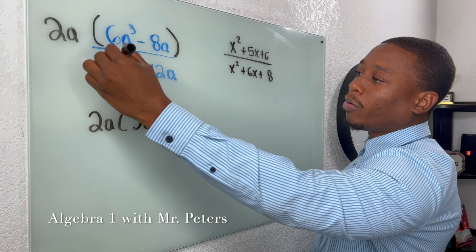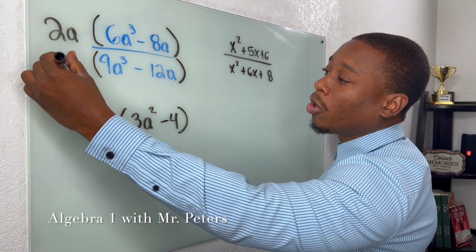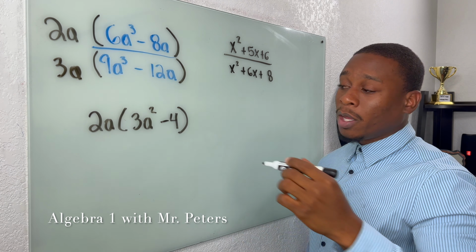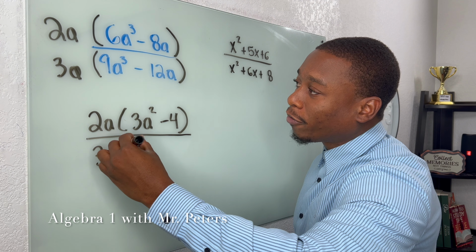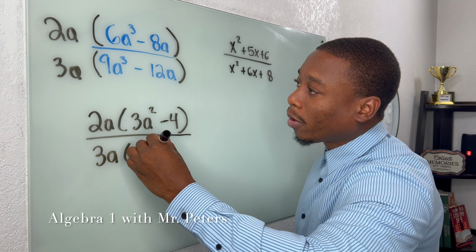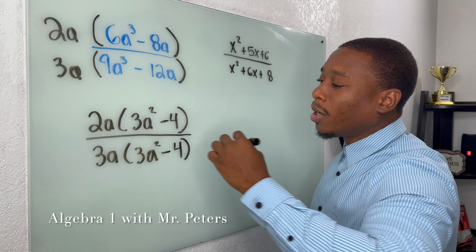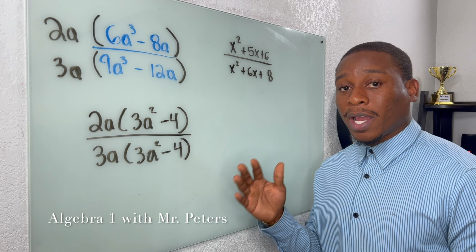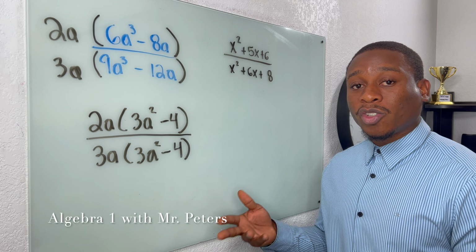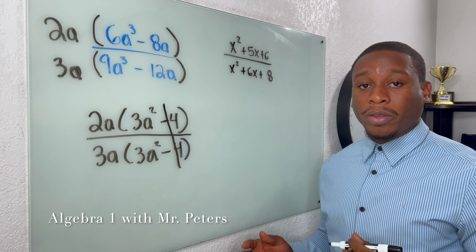Then when we go to the bottom part of the fraction and do the same thing, pulling out a greatest common factor, we're going to pull out 3a. And once we pull out 3a, what we're going to have left is 3a squared minus 4. Now, a lot of times students want to continue trying to factor what's in the parentheses, but guys, if it's the same thing, just remember anything divided by itself is 1. So we could cancel that out.